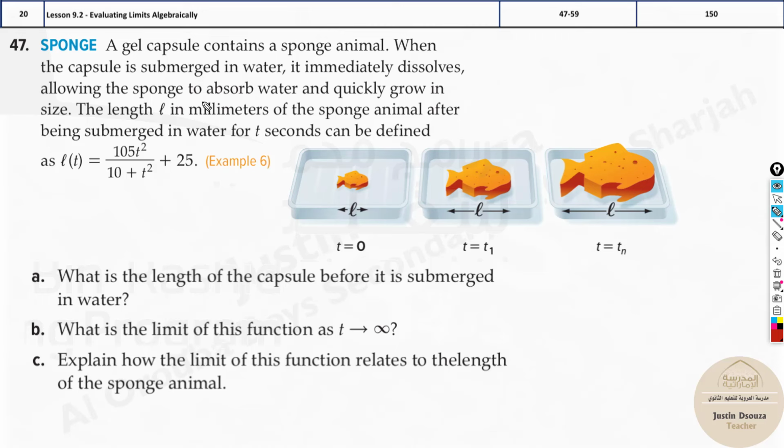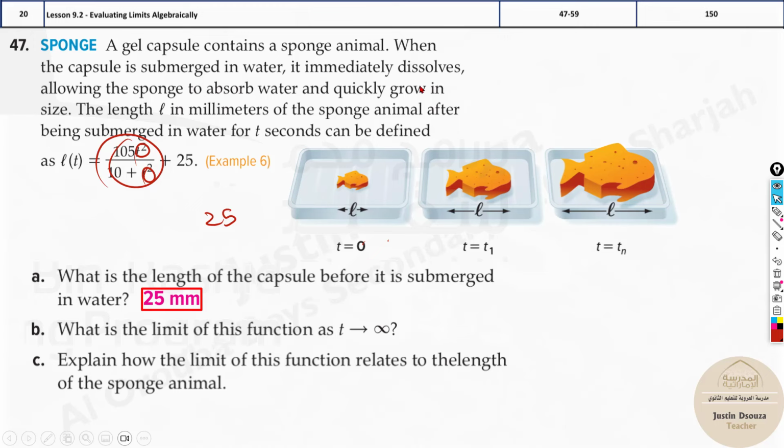You don't even need to use a calculator. Before being submerged means, see, when you start submerging, time starts from 0, 1, 2, 3, 4, 5, and so on seconds, right? But before it's submerged, t is 0. So over here, this becomes 0. So what is the answer? This entire thing is 0 plus 25. So the length is 25 units. So the first answer must be just 25.